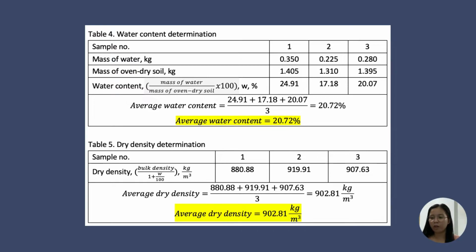And lastly, to determine the dry density of the soil, this formula is used: bulk density divided by 1 plus the moisture content divided by 100. For trial 1, the dry density is equal to 880.88 kilograms per cubic meter. For trial 2, it is equal to 919.91 kilograms per cubic meter, and for trial 3, it is equal to 907.63 kilograms per cubic meter. And the average dry density is calculated to be 902.81 kilograms per cubic meter.